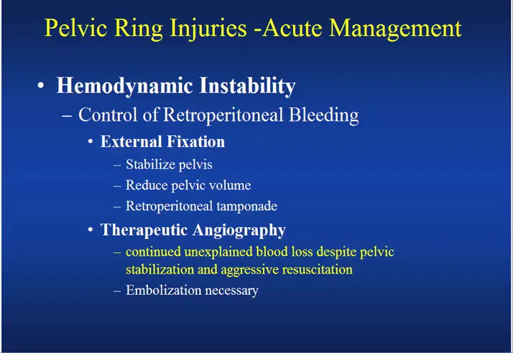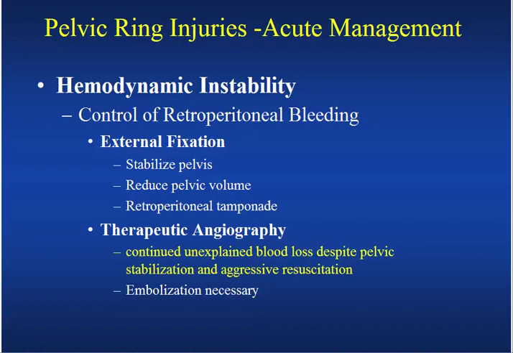Control of the retroperitoneal bleeding. The tried and true mechanism for doing that in the literature is external fixation of the pelvis. Basically, you apply some pins into the anterior pelvic ring and reduce the pelvic volume, and thereby that will lead to tamponade of the vessels. That works very well for patients in which the blood loss is from the posterior venous plexuses, and again, that represents about 80% of patients with significant bleeding from pelvic fractures.